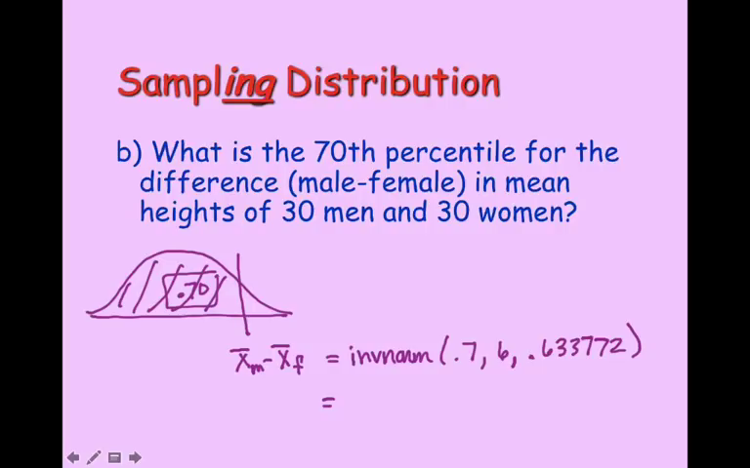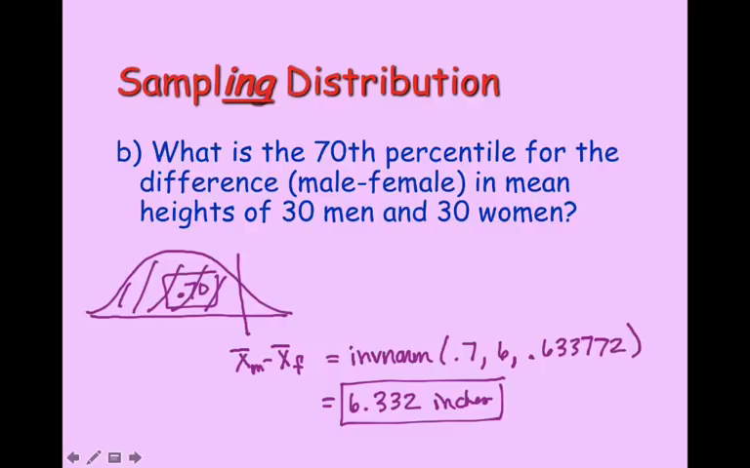When we calculate this, we get the 70th percentile to be 6.332 inches. That means the difference in a random sample of 30 men and 30 women, 70% of all of those samples will have a difference in height of no more than 6.332 inches. All right, so we've kind of reviewed sampling distributions and probability calculations. You now know how to find your mean and your standard deviation for a difference of two independent samples.